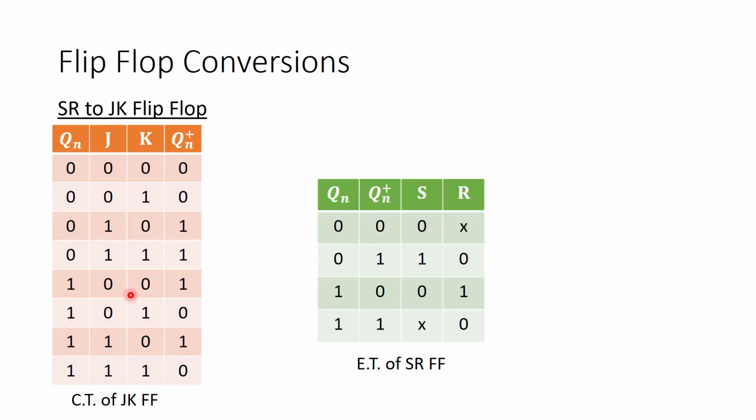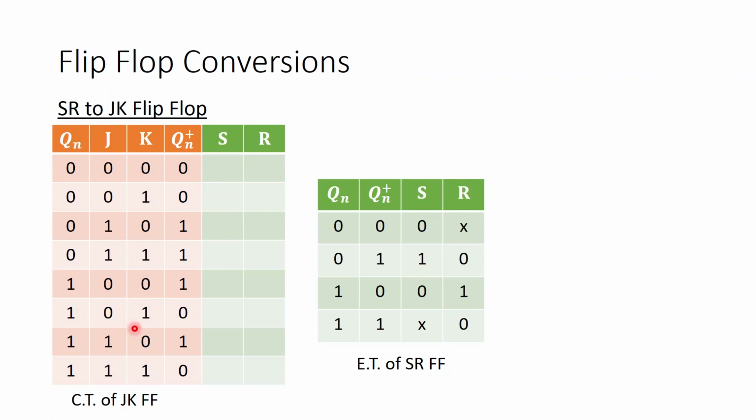Let us see another example. Here we are trying to form SR to JK flip-flop. Desired is JK flip-flop, given is SR flip-flop. We already have looked at this circuit when we studied JK flip-flop. So let us see if we go step by step, we are able to come to the same circuit or not. So we have the characteristic table of the JK flip-flop and the excitation table of the SR flip-flop.